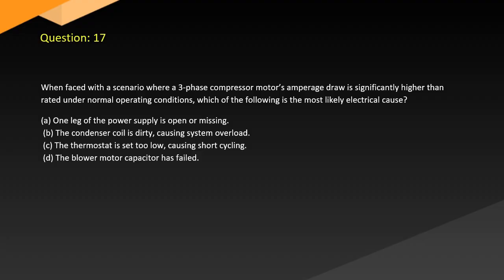Question 17. When faced with a scenario where a three-phase compressor motor's amperage draw is significantly higher than rated under normal operating conditions, which of the following is the most likely electrical cause? A. One leg of the power supply is open or missing. B. The condenser coil is dirty, causing system overload. C. The thermostat is set too low, causing short cycling. D. The blower motor capacitor has failed.